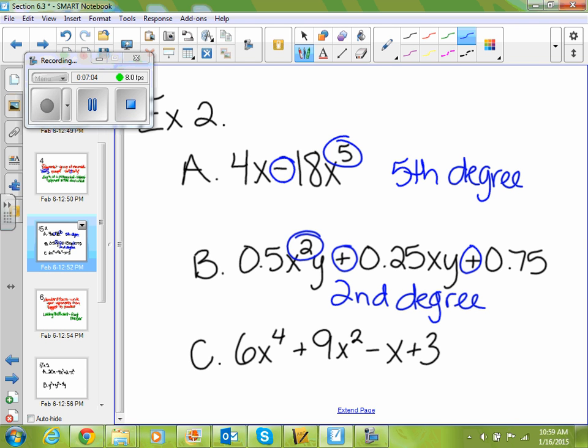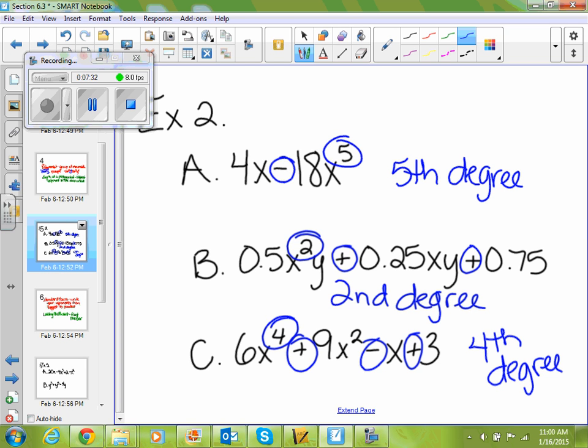And if I look at part C, 6x to the 4th plus 9x squared minus x plus 3. Because of these pluses and minus signs, I know it's a polynomial. The next thing that I have to look for is the degree. Your degree is your biggest exponent. My biggest exponent in this case is a 4, so this is a 4th degree polynomial.